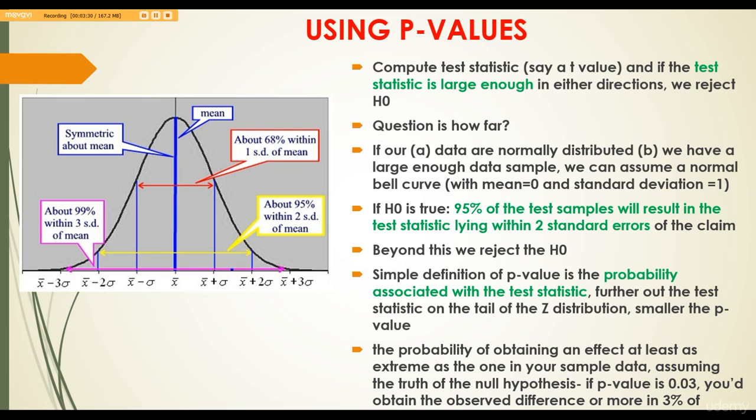So if our p-value is 0.03, we would obtain such an observed difference or more in 3% of the studies due to random sampling error. So whatever we are observing, say the difference between populations, the chances of that being because of an error are around 3%, assuming your p-value is 0.03.